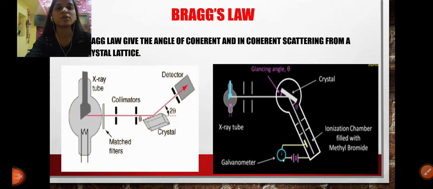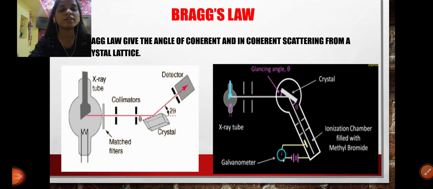Then Bragg's law setup consists of various apparatus such as an X-ray tube, filter, collimators, crystal and detector. The X-ray from the X-ray tube is transmitted through the filter and collimator, and when it is incident on the crystal, it is diffracted, and this diffracted ray is detected in the detector.